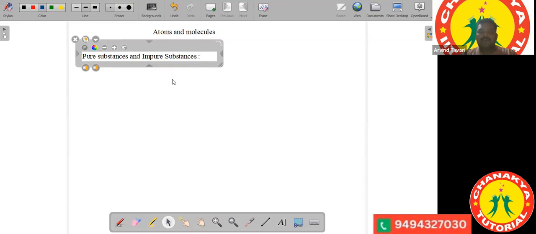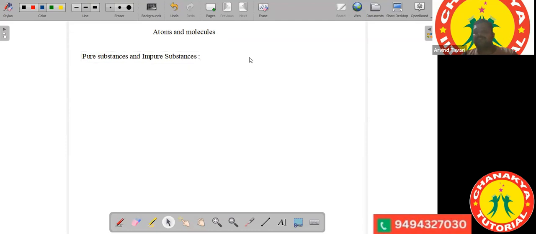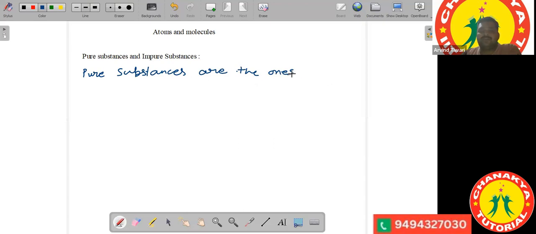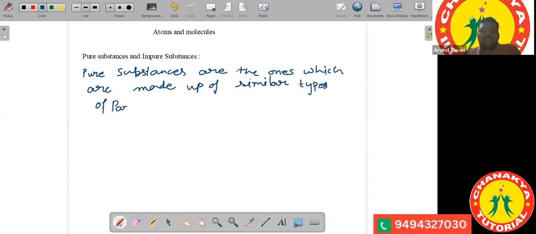So if we look for the purity of the substance, we see a number of things. Okay, so what are pure substances? Pure substances are the ones which are made up of similar types of particles. Those substances, we call them pure.